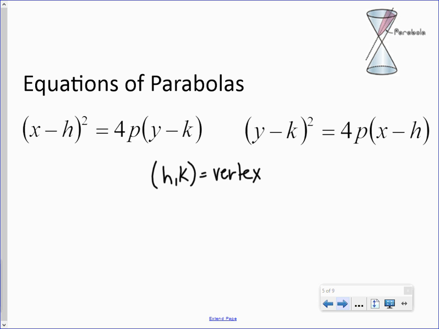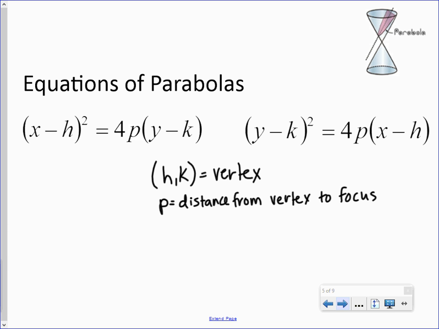It is my min or max point if the parabola opens up or down. It'll be my most left or most right point if my parabola opens left or right. Okay. In these two equations, in addition to h and k, we have this p value, which we've never seen before. So I'll tell you right now, p is the distance from the vertex to the focus. So p is going to represent the distance from the vertex to the focus.